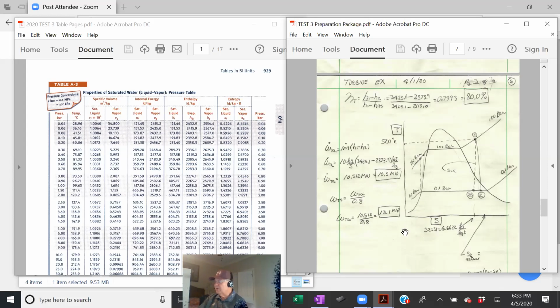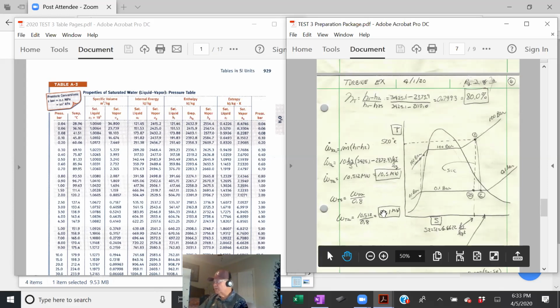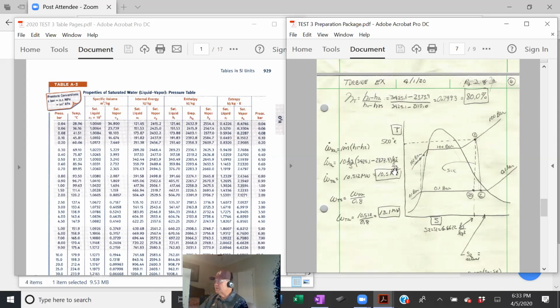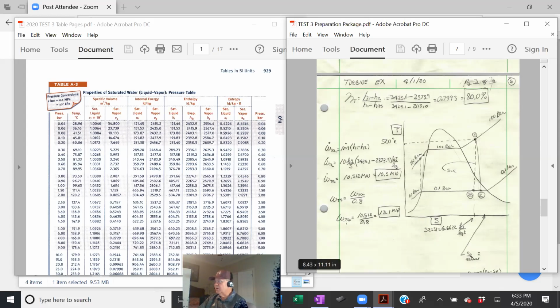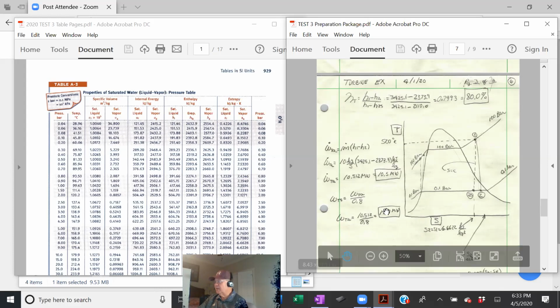So if I ask you to tell me approximately what is the heat transfer of the turbine based on the data you have, you would say it's the work of the turbine isentropic minus the work of the turbine actual.